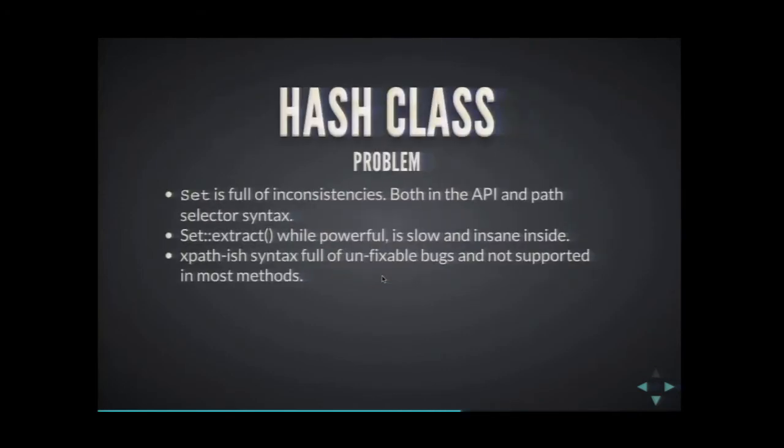Okay, the Hash class. There was another problem. The Set class is crazy. Has anyone used Set::extract? Have you found there's always some sort of weird problem with the XPath that just doesn't quite work like actual XPath? That's because it's a broken, leaky abstraction. You can't map XPath onto arrays. It just doesn't work. XPath was designed to traverse object trees in XML. It wasn't designed to traverse dictionaries. It's a total impedance mismatch.